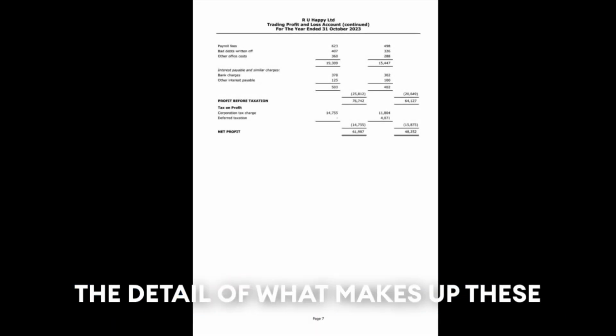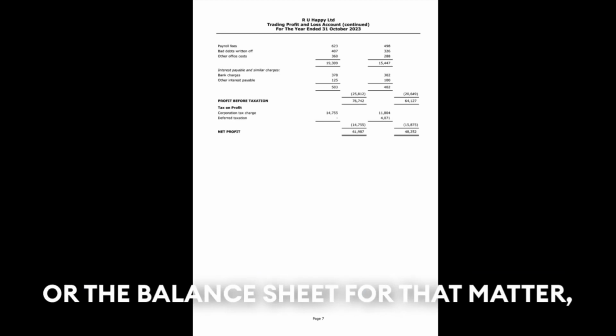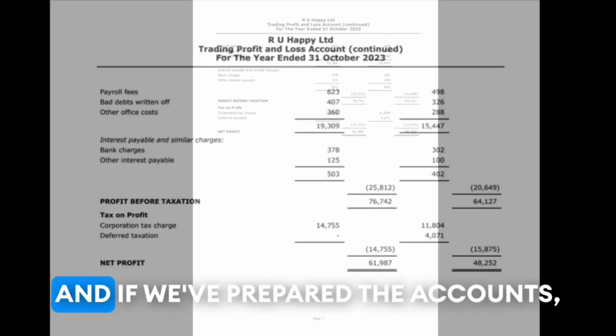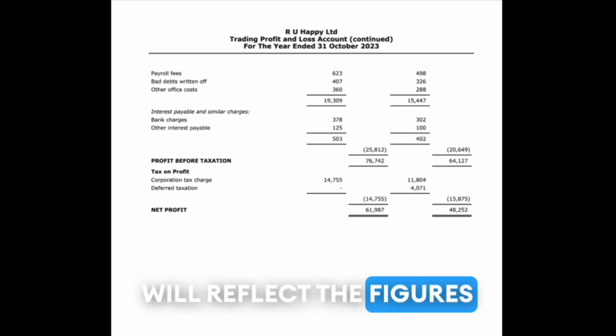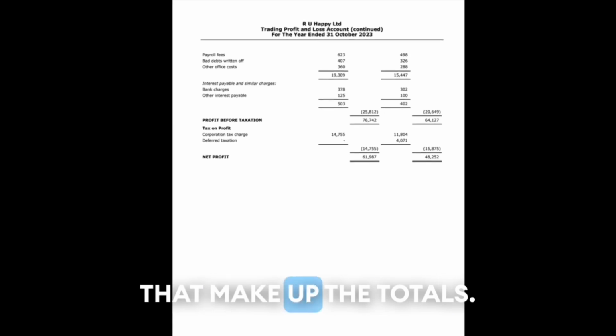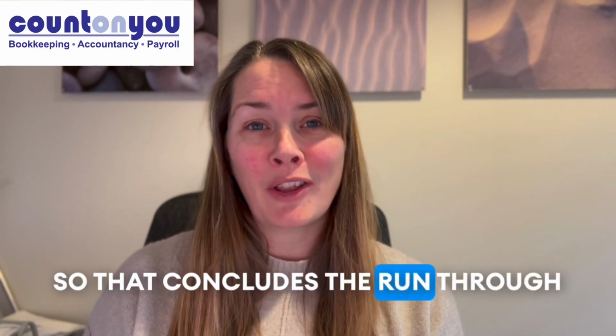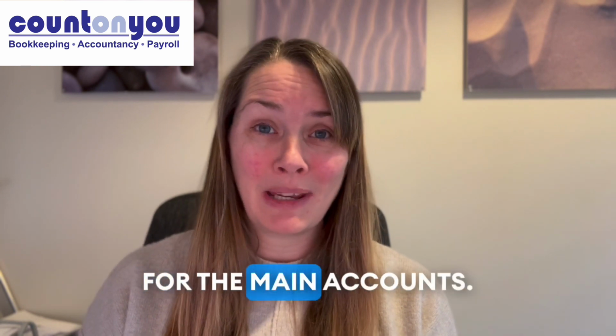If you're looking to drill down into the detail of what makes up these figures in the profit and loss account, or the balance sheet for that matter, and if we've prepared the accounts, then your QuickBooks reports will reflect the figures in the accounts, allowing you to get that deeper dive to see the transactions that make up the totals. So that concludes the run through of the micro-entity accounts for the main accounts.